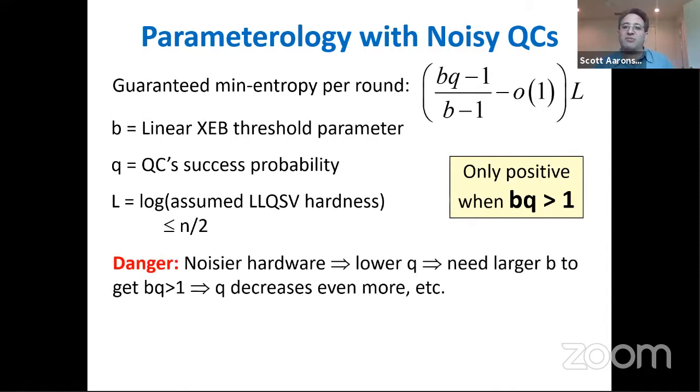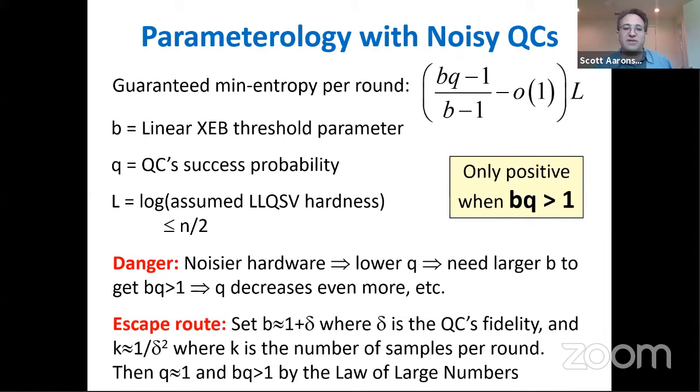And this kind of determines your physical hardware requirements. Basically, as your hardware is noisier, that's going to lower your success probability q. Then to get b times q greater than 1, you need a larger b. But if I set the threshold higher, that's going to decrease my success probability even more. So that sounds really bad.